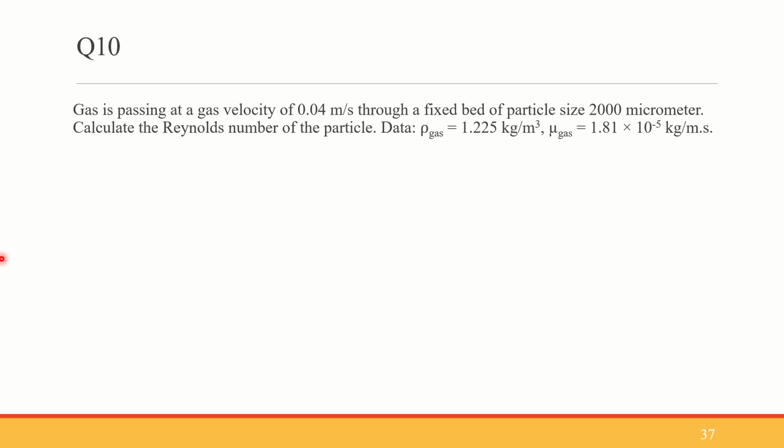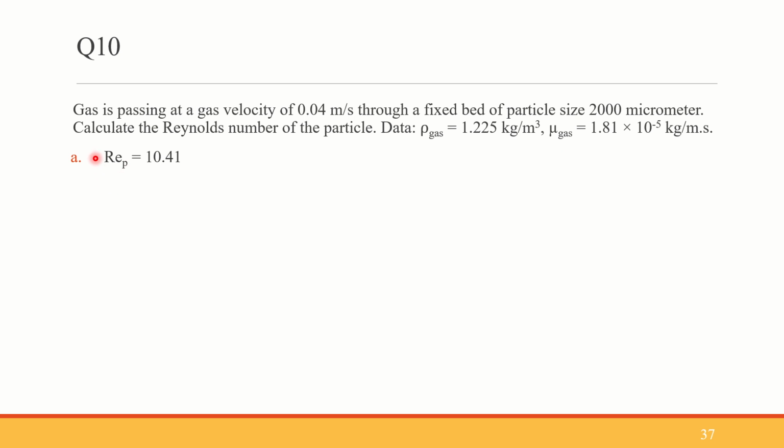So here again, it is the simplest problem, I would say. I hope most of you had done it while submitting the assignment. Coming back, we are passing the gas at a velocity of 0.04 meter per second through a fixed bed of particle size 2000 micrometer, and we are asked to find the Reynolds number of the particle. So we are given the gas velocity, particle size, density of gas and viscosity of the gas. We'll see the answer.